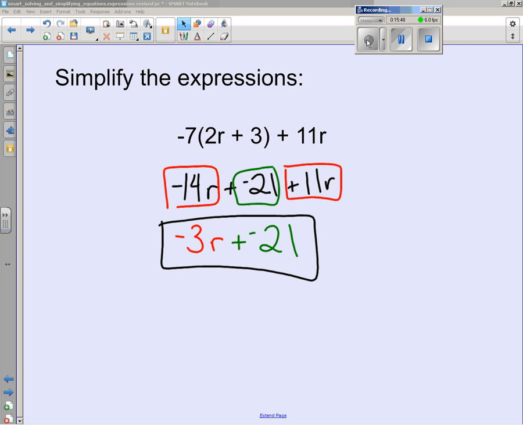All right, guys, when you distribute first, you end up with negative 14r, because you take negative 7 times 2r and negative 7 plus 3, you get negative 14r plus negative 21, and then you have this 11r on the side. If you combine like terms, you should end up with negative 3r plus negative 21. Okay, that's just how you simplify with distributive property. Make sure you know how to do that. That is going to be one of the questions on the questions of the day tomorrow.